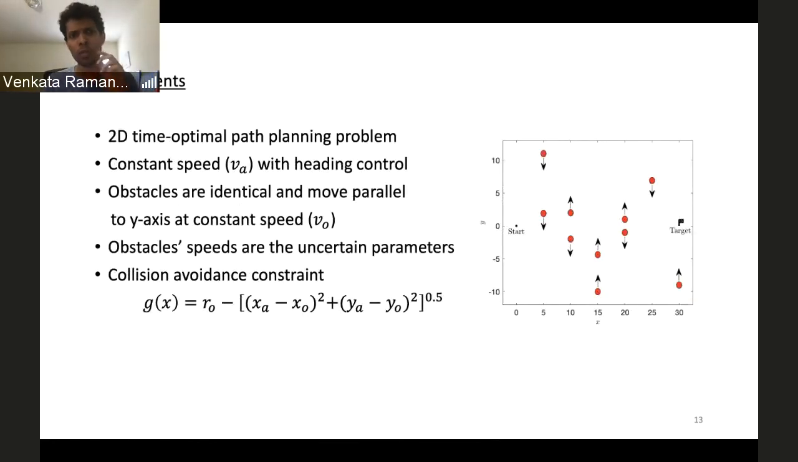The experiments that I had conducted essentially are for a 2D time optimal path planning problem. We assume that the agent has constant speed with heading control, and all the obstacles are identical and move parallel to the y-axis just for the sake of simplicity in implementation. And here I assume that the obstacle speeds are the uncertain parameters. And the constraint violation function is defined using the Euclidean distance, which you can see here, between the agent and each obstacle, and R0 is the safe distance between the agent and obstacle.